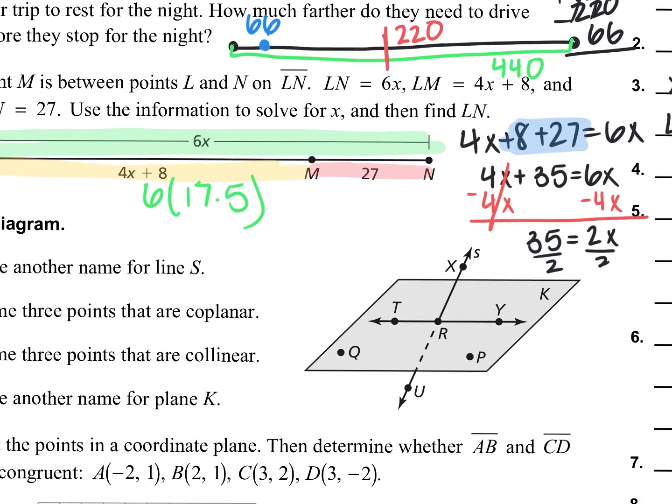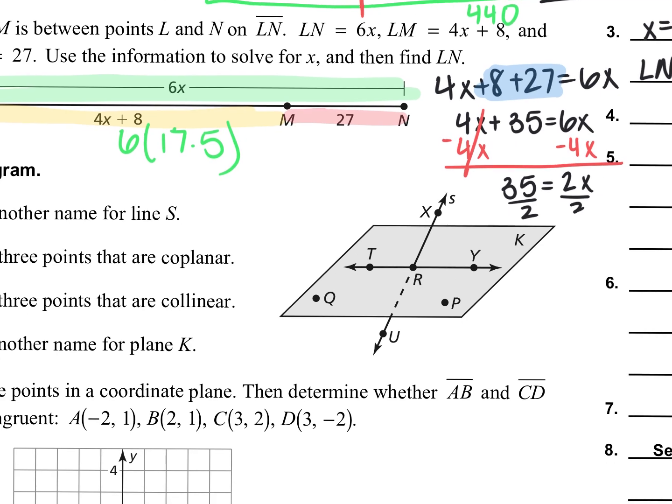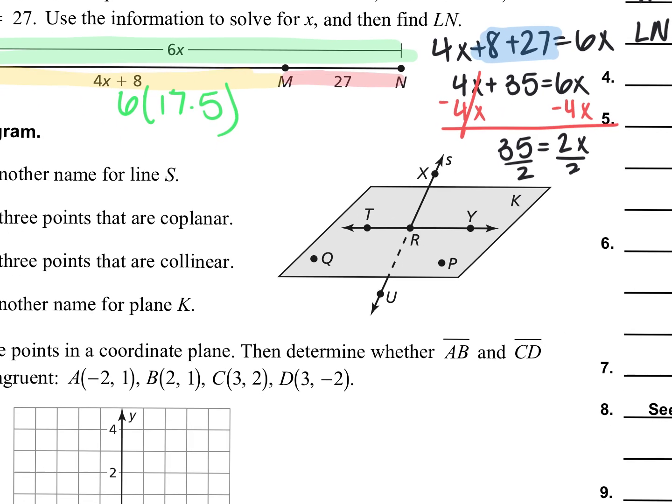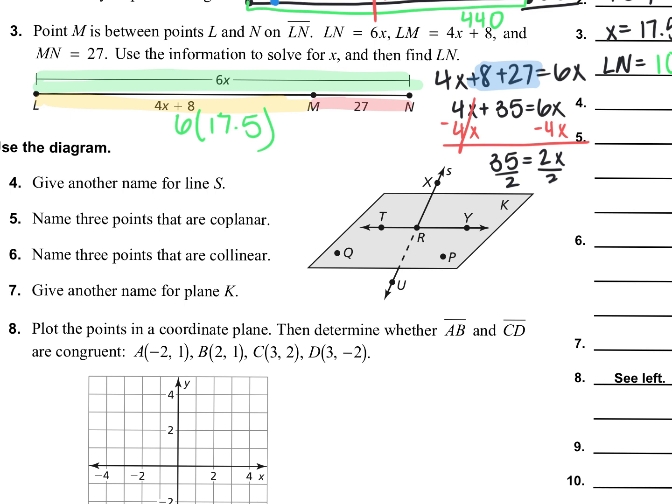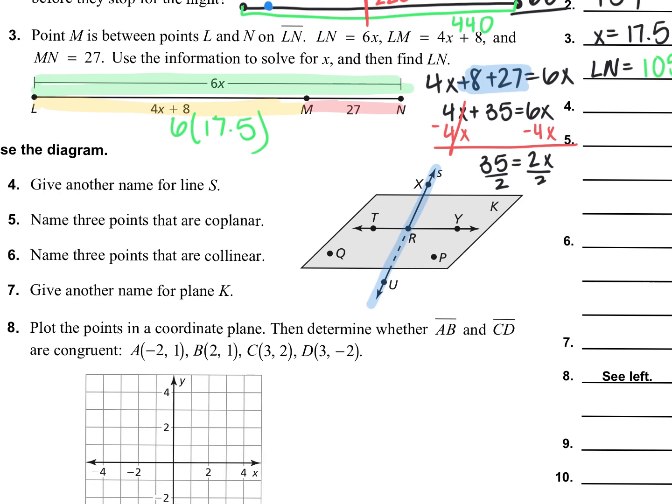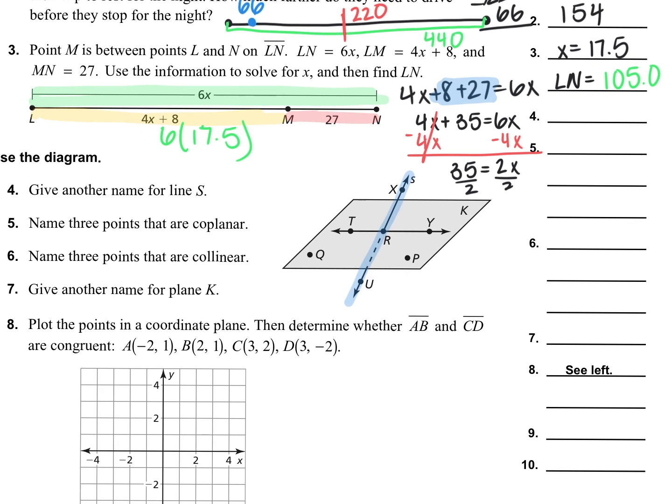All right, super easy. We're just labeling, seeing if we know some vocabulary terms. Number 4 says, give another name for line S. Who could give me another name for line S? Identify your S, which is right here. This is line S. What could we call this other than line S? Any ideas?